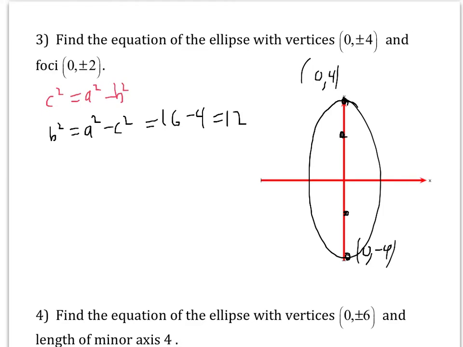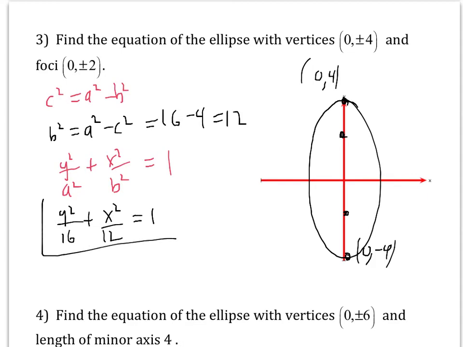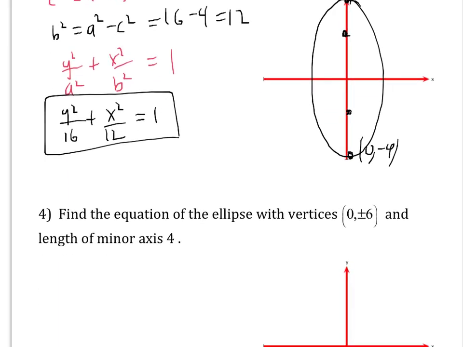So in other words, the equation is going to be y squared over a squared plus x squared over b squared. Remember, since the foci are along the vertical axis, right, equals 1. So it's going to be y squared over 16 plus x squared over 12 equals 1. That's all we have to do. They didn't really ask us to graph it, but it is nice to draw a picture, isn't it? Let's keep going here. How about this one?